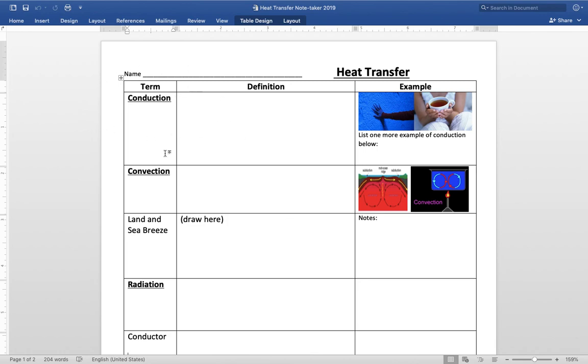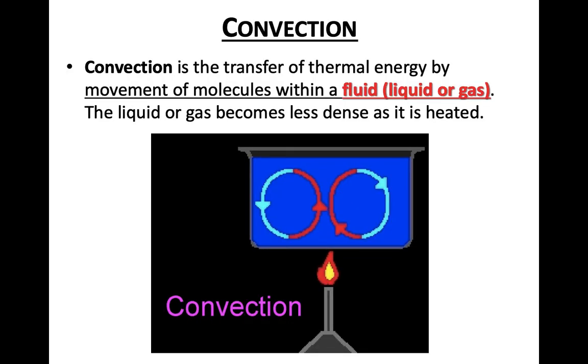Now on your note sheet, we're going to move on to our second form of heat transfer, which is convection. Convection is also a transfer of thermal energy, and it's the transfer through the movement of molecules, just like conduction, but instead of it being the movement of molecules through a solid, convection specifically transfers thermal energy within fluid moving particles, which would be the phase of matter of either a liquid or a gas.